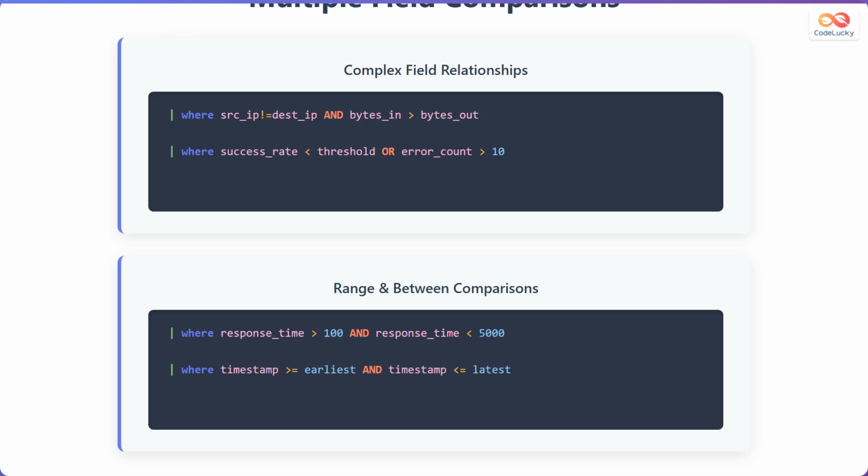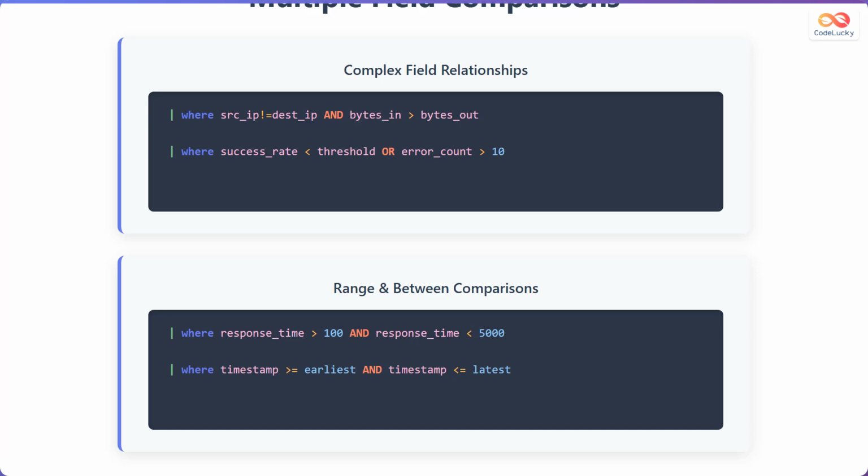Multiple field comparisons showcase the where command's ability to analyze relationships between different data elements. Complex field relationships combine multiple conditions effectively. | where source_IP != destination_IP and bytes_in > bytes_out identifies external download traffic. Performance monitoring uses | where success_rate < threshold or error_count > 10. Range comparisons create bounded filters for continuous values.